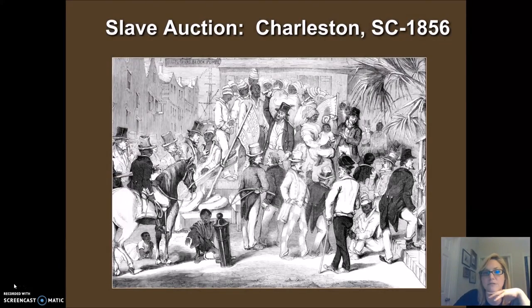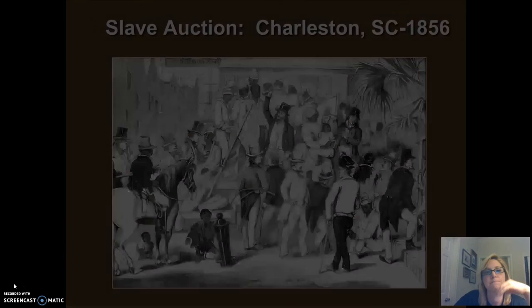Here's a rendition of a slave auction. You can see what I was talking about. People milling around, getting the best price. Notice the black guy on the horse, most likely, and he's got a whip in his hand. He was considered a black driver. So he was probably purchasing for the master.